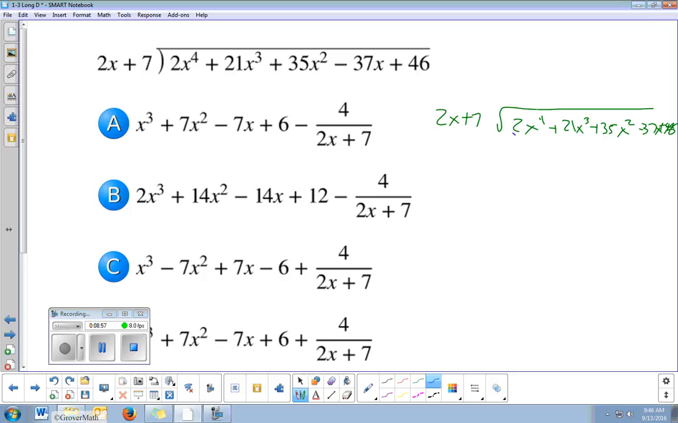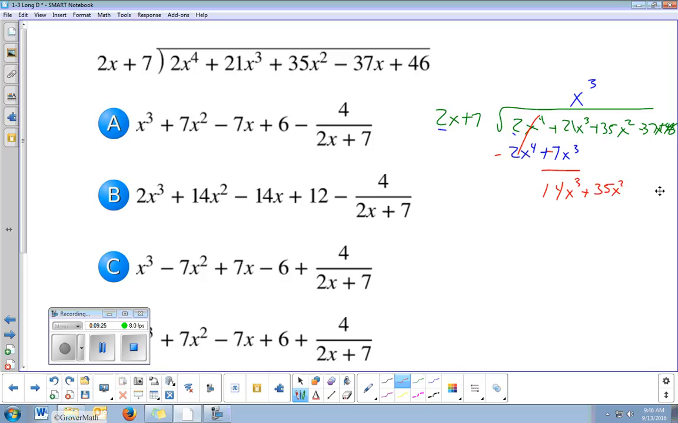Divide the front by the front. 2x to the 4th divided by 2x is simply x cubed. Distribute that to both. I get 2x to the 4th plus 7x cubed. Change some signs. These cancel out. I got 21 minus 7 is 14x cubed. And I'm just going to bring down the plus 35x squared.